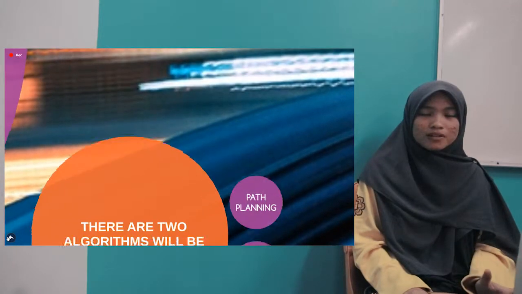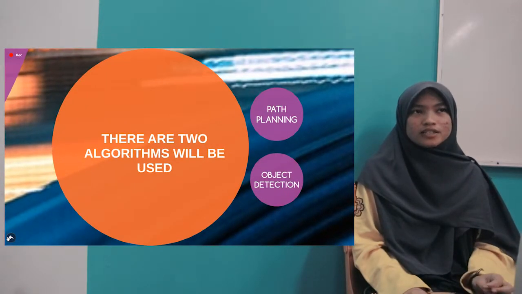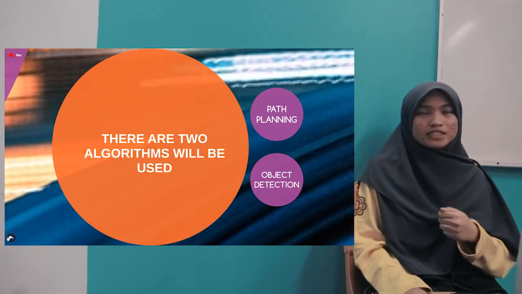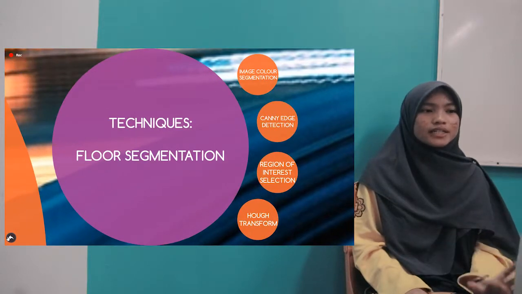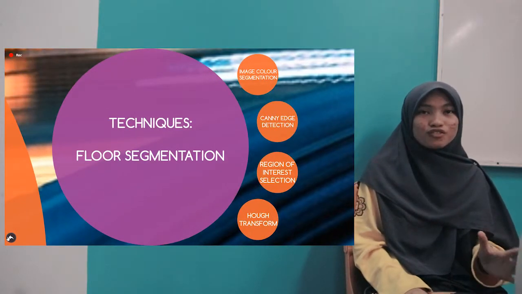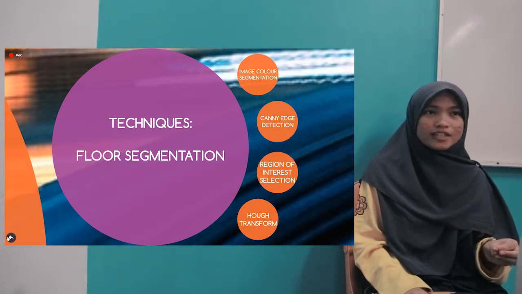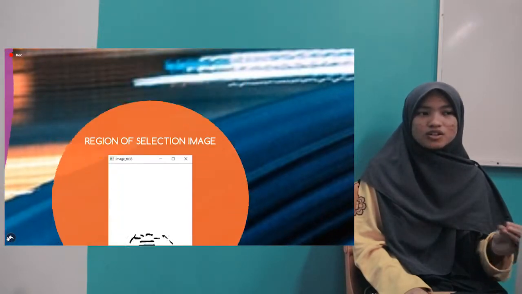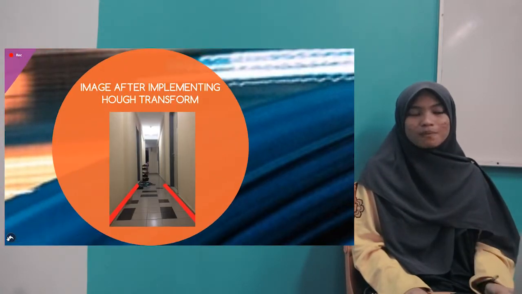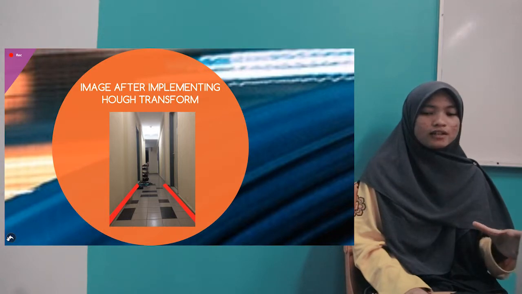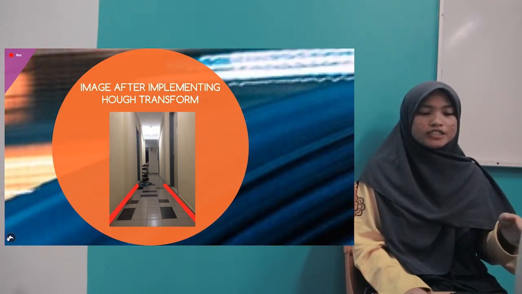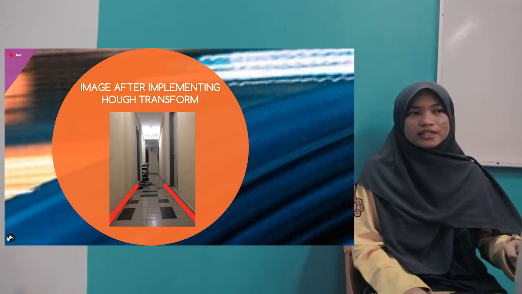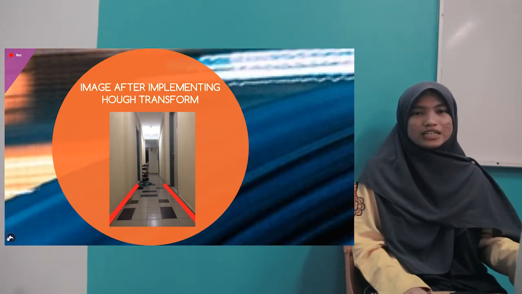For this mobile platform, we are going to divide the algorithm into two things, which are path planning algorithms and object detection algorithms. For the path planning algorithms, we are going to focus on floor segmentation, where these techniques are going to use image color segmentation, Canny edge detection, region of interest selection, and Hough transform. So actually for these algorithms, we are focusing on detecting the color of the lane for the mobile robots to guide based on the lane detection.